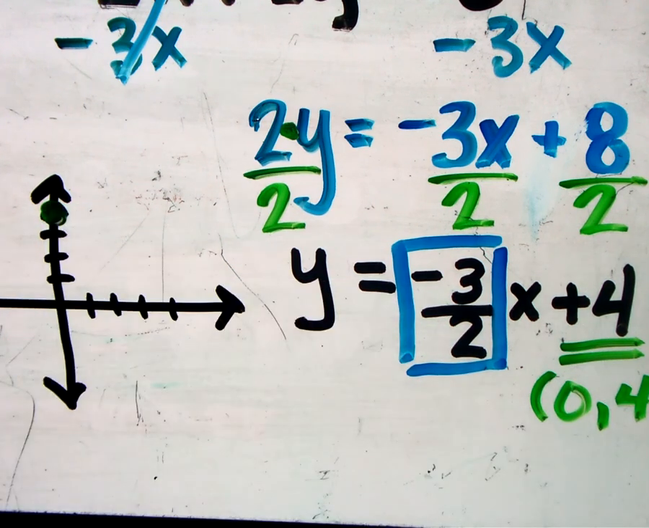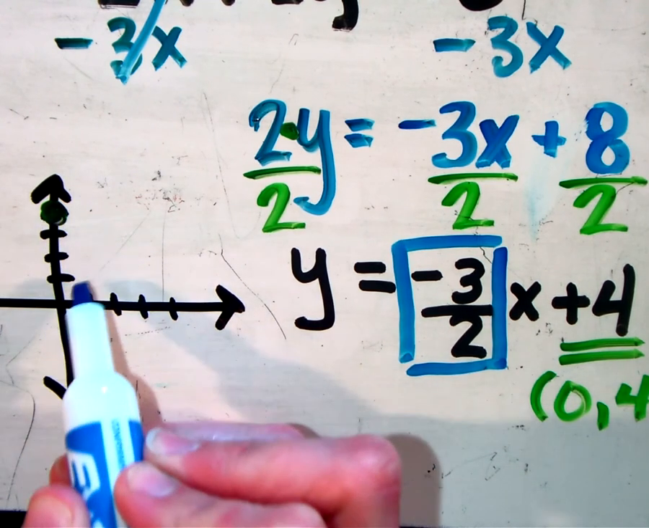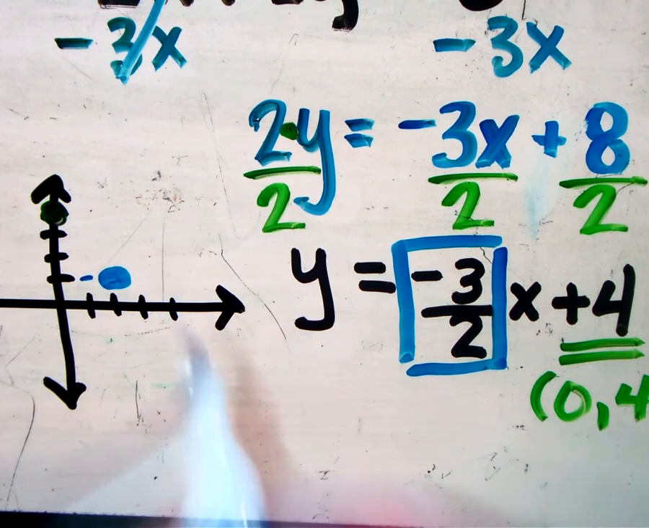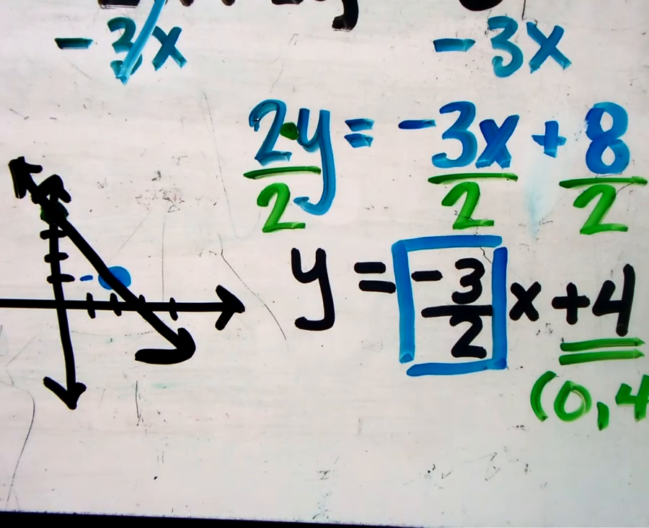And then from there, we'll go down 3. So from that dot, count down 3 and over 2. Okay, connect the dots. And there you go.